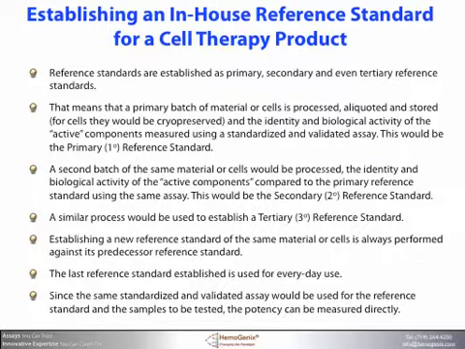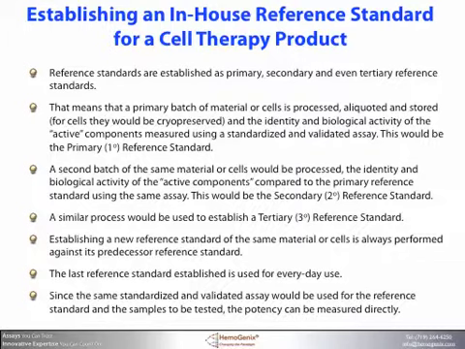A secondary batch of the same material or cells would be processed, the identity and biological activity of the active components compared to the primary reference standard using the same assay. This would be the secondary reference standard. A similar process would be used to establish the tertiary reference standard. Now, establishing a new reference standard of the same material or cells is always performed against its predecessor reference standard. The last reference standard established is for everyday use.